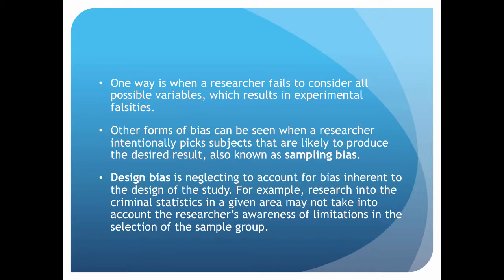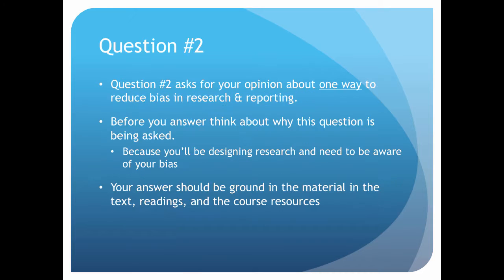Okay, design bias is neglecting to account for bias inherent in the design of the study. For example, research in criminal statistics in a given area may not take into account the researcher's awareness of the limitations in the selection of the sample group. Now, this probably doesn't directly apply particularly to Chicago, but it would be race, ethnicity, income, all those kinds of things. It could even be geographic location.